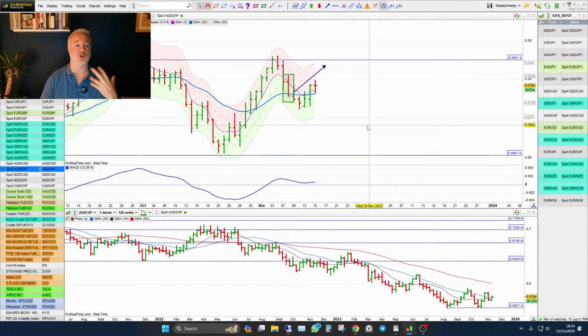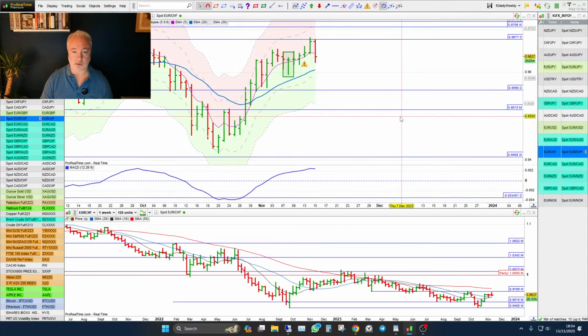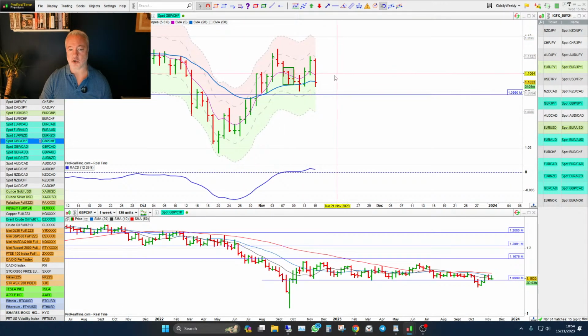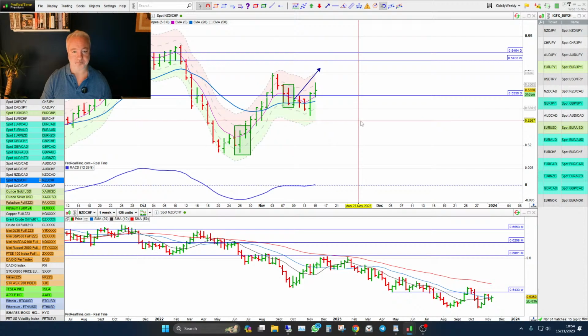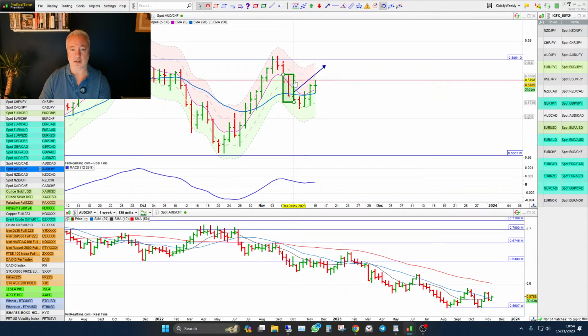So the Swissy pairs in general are garbage. Euro Swissy not showing anything just yet. Pound Swissy not showing anything. Aussie Swissy, let's have a look at Kiwi Swissy. Kiwi Swissy also garbage. So there's no real clue as to where it's going for now. Let's just get rid of that. There and there, not much happening.